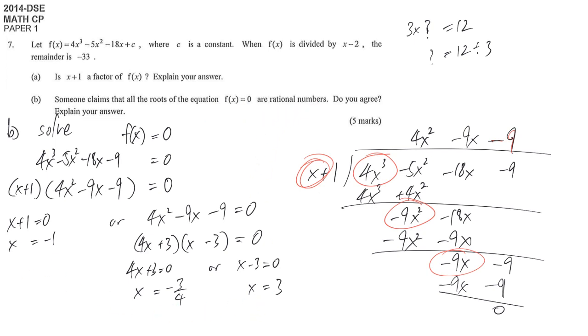And then we are going to check the 3 roots here. Are they rational? That means, are we able to use integers to write down a fraction? So this is rational, this is rational, this is rational. So we agree with the claim. All roots are rational. Therefore, agree with the claim.